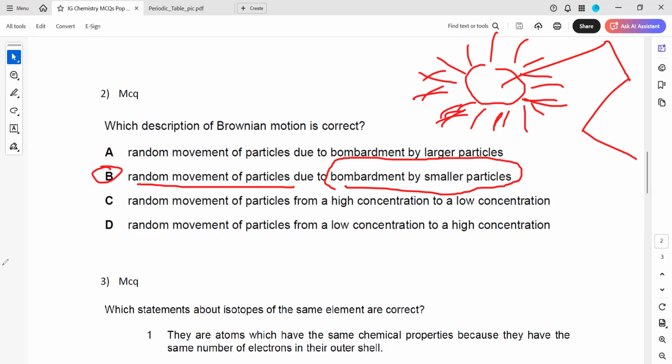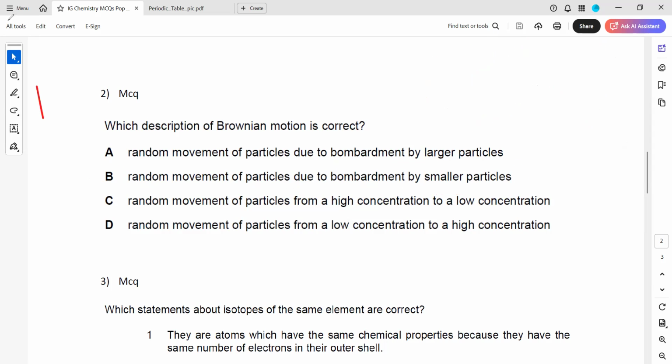Sir, one question. Yes? Do valence electrons mean electrons in the last shell? Yes, electrons in the last shell are known as the valence electrons, right? Okay.